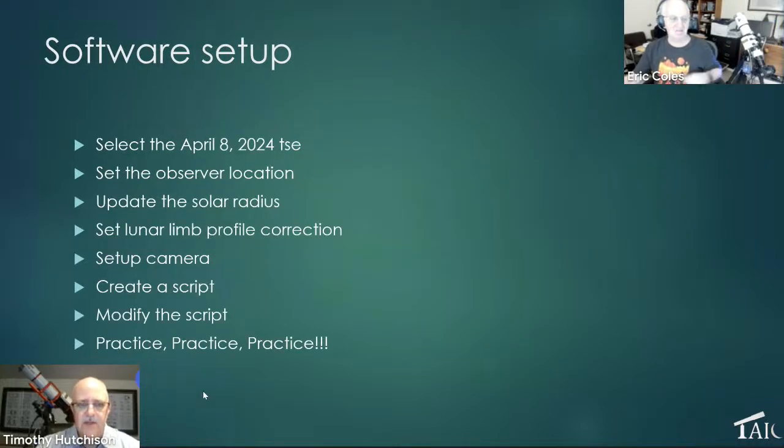Okay, so these are the steps that I'm going to talk about first, and then we'll show you in demonstrations. You basically just select the Eclipse that you want to shoot. You set your location. You have to set some things in the software to update the solar radius. We're going to talk about that. Set the lunar limb profile. We're going to talk about that. Set up your camera, configure the camera that you're using. Create a script, which is a couple of clicks, very easy. You can modify the script if you want to do something special, and then practice.